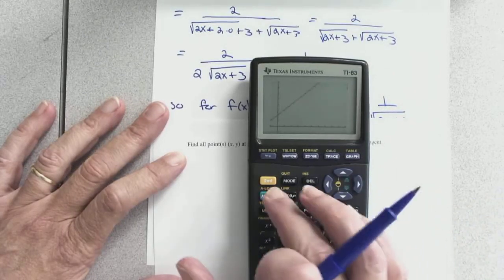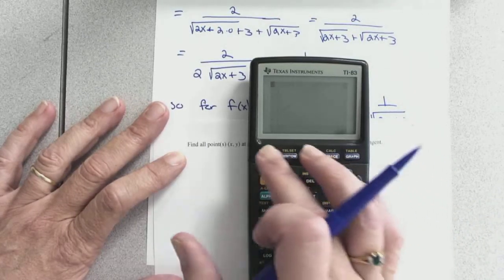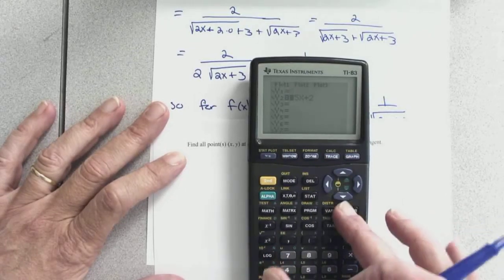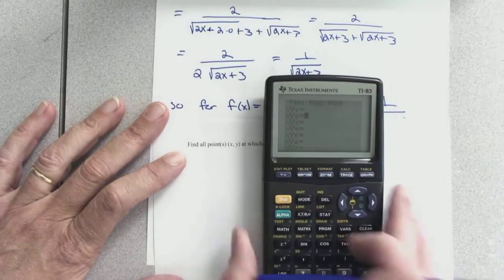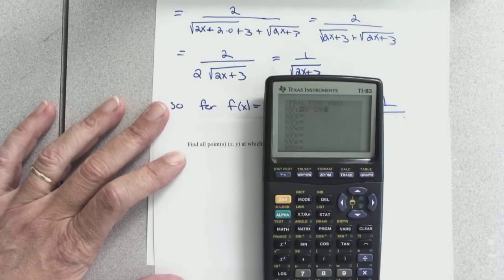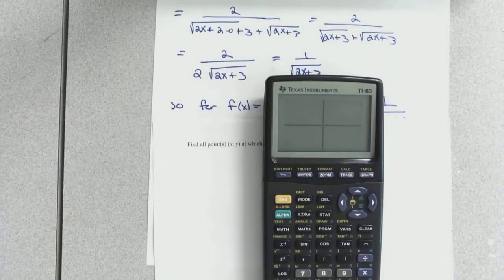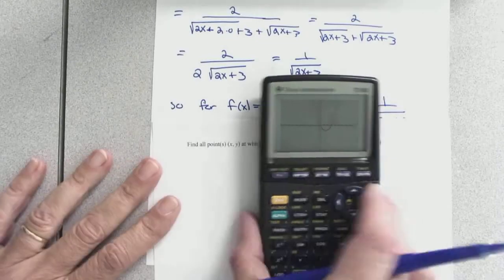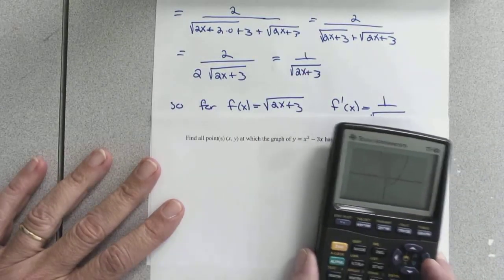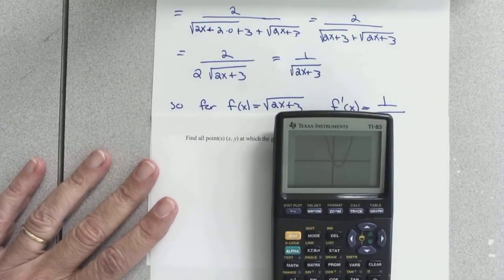So I'm going to graph what they've said here. I pressed the wrong button. And so it was x squared minus 3x. And I'm just going to do that on the standard window. And I think, yeah, that's right. Okay, there's my graph.